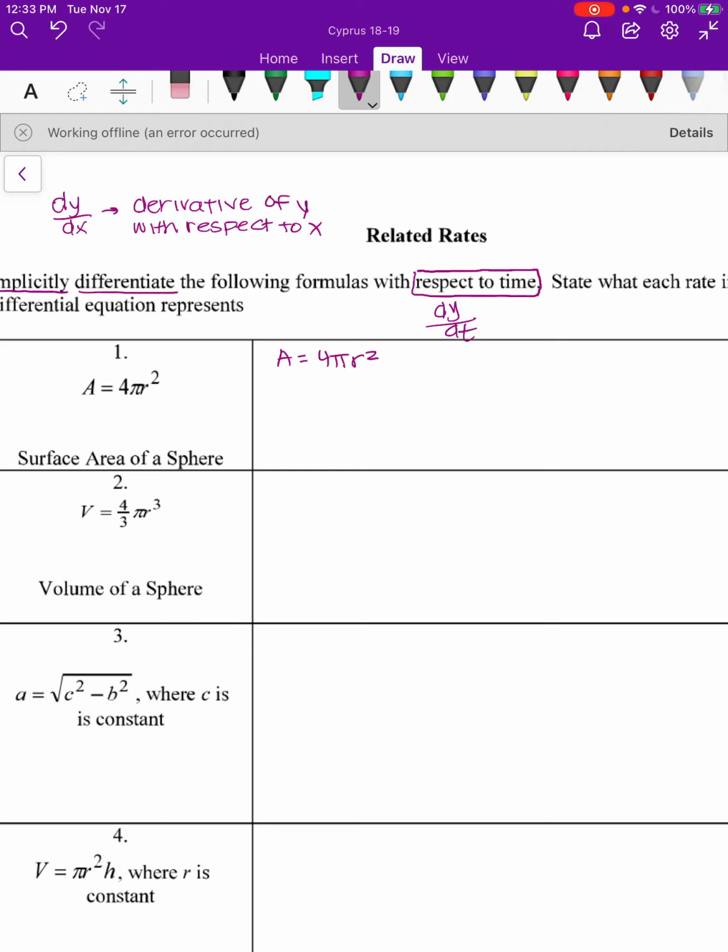The derivative of A with respect to t: the derivative of the outside is 1, if A is some function of t, times the derivative of the inside, dA dt. That's just like what we were doing last time when the derivative of y was dy dx. Now we just have t on the bottom.